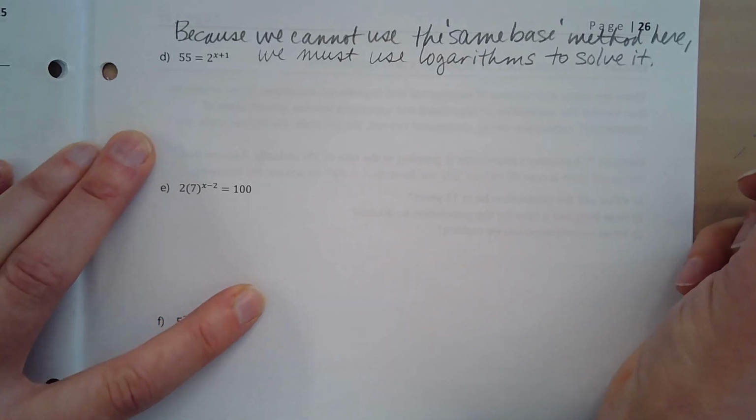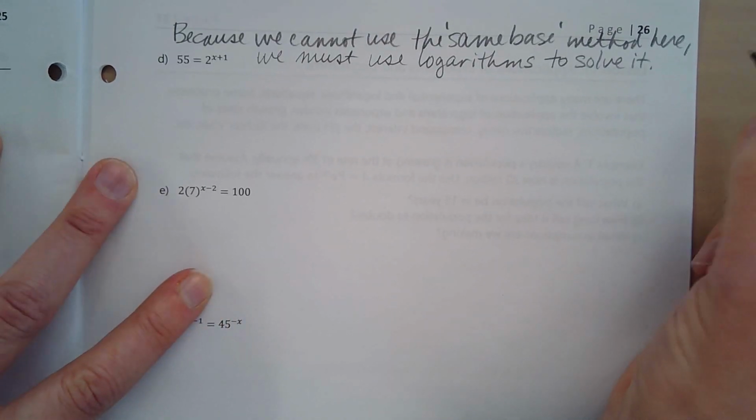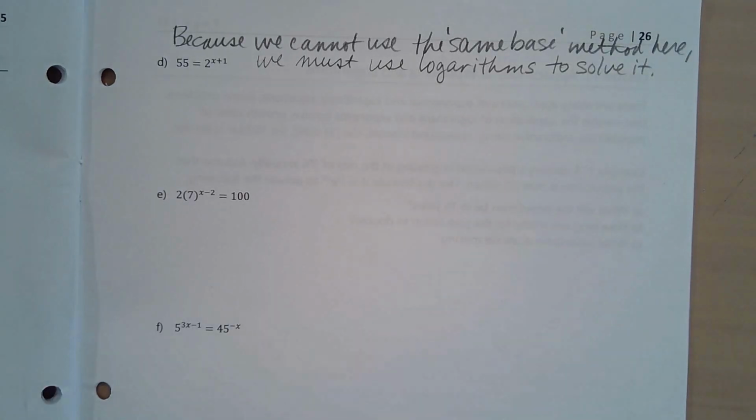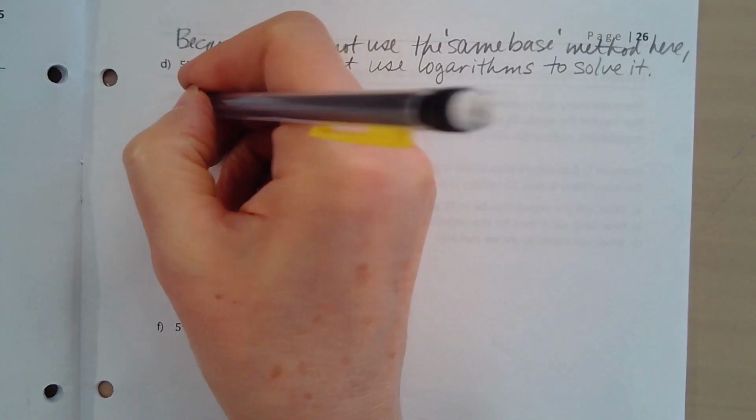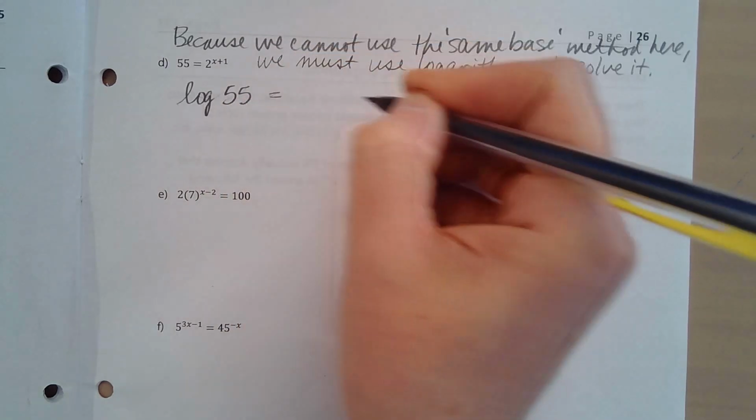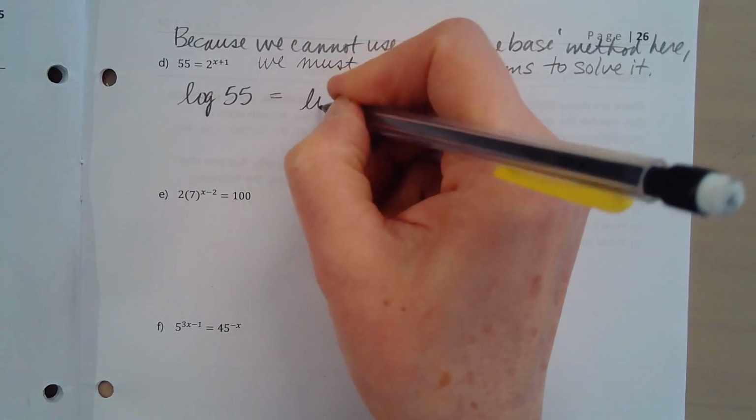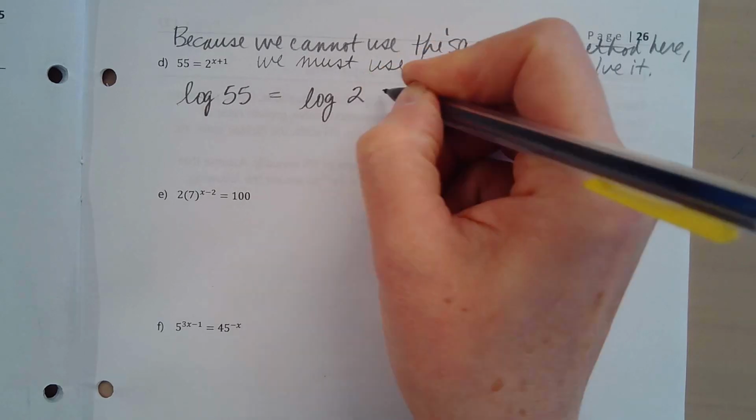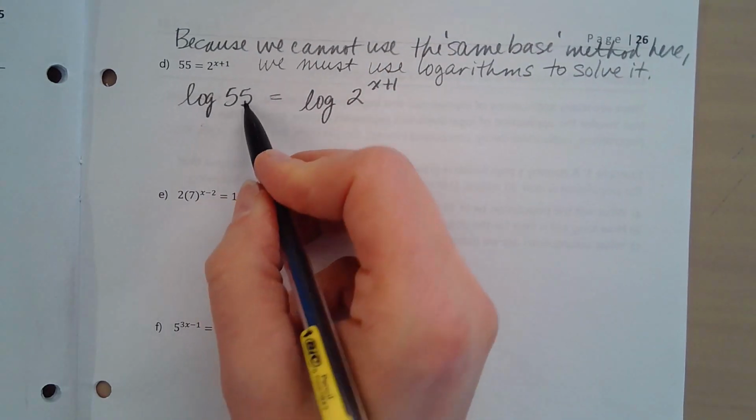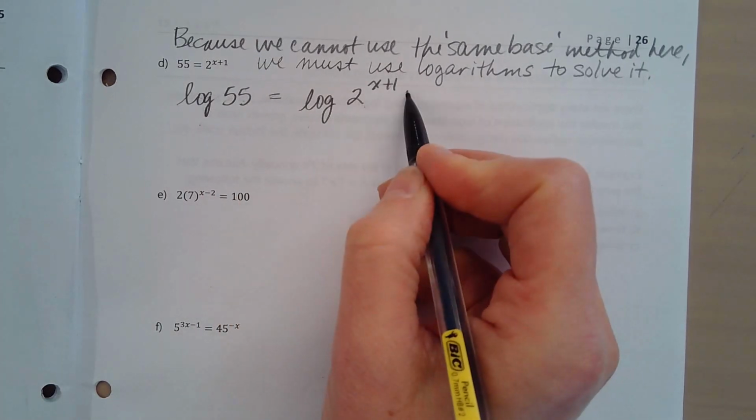Okay, so finally you're going to see the importance of logarithms. As soon as I recognize it's not the same base, we take logarithms of both sides. When I say we take logarithms, you log both sides of the equation. I'm going to put log of 55. Whatever I do to one side, I do to the other. So I'm going to log 2. So it's logging both sides. I logged 55, I logged the 2 to the exponent x plus 1.